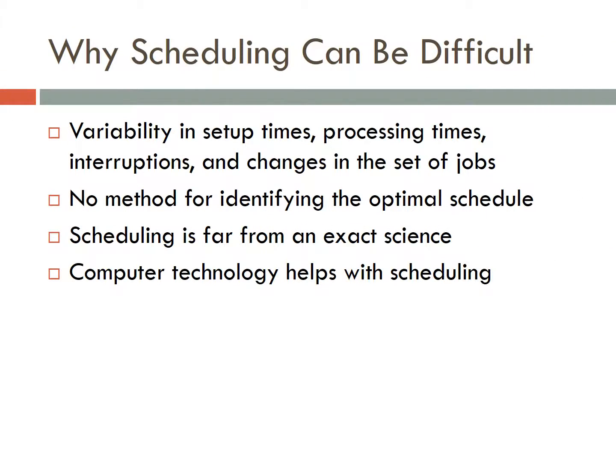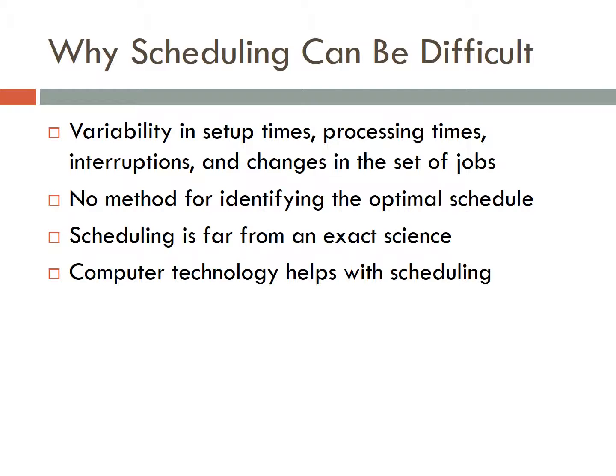So there's a lot of reasons why scheduling can be difficult. It's definitely not an easy task. One of the main reasons is just due to the variability of all the setup times and processing times. Interruptions and the changes in the set of jobs can be really difficult. Another thing that makes it real difficult is that there's not really a method for identifying the optimal schedule. It would be pretty much impossible to sort through all the vast numbers of possibilities to get the best schedule. So this is definitely an ongoing task for a manager who does scheduling.